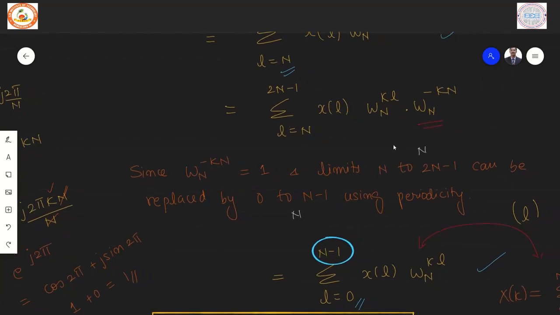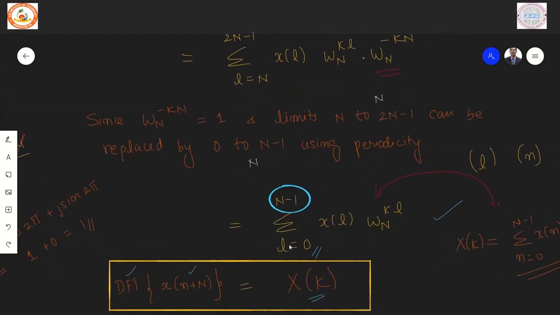The limits are between N to 2N minus 1. It depicts N points. Now if the sequence itself is periodic, we can as well take the points between 0 to N minus 1 because it is repeating. Therefore, we change the limit to be between L is equal to 0 to N minus 1 x of L times W_N to the power of kL.